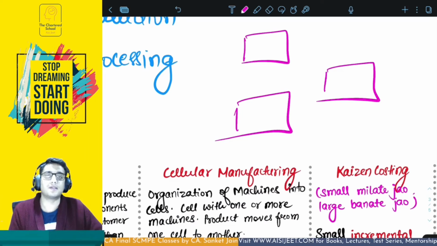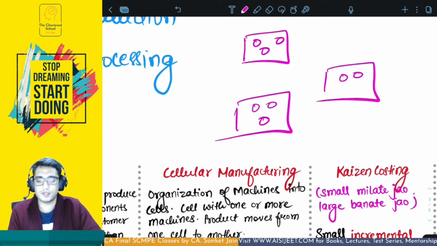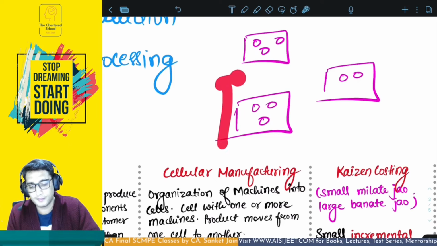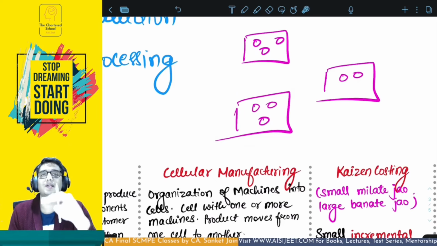Let's say these are three cells. You have three machines here, you have two machines here, and you have, let's say, again, three machines here. Now, if the defect or the problem is located in this cell, we have to just identify which of the three cells is having the problem.